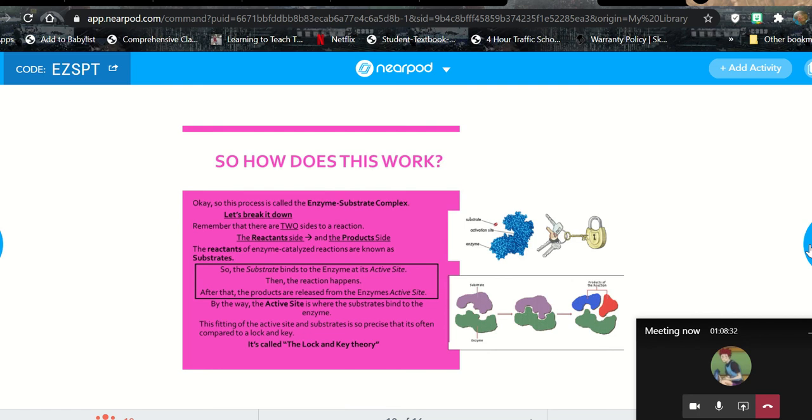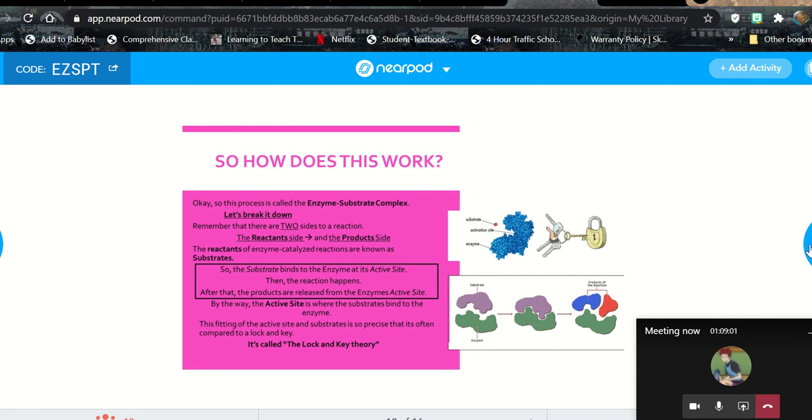All right, so how does this work? So let's talk about how the enzymes actually cut this activation energy in half. So how does it happen in our bodies? This process is called an enzyme substrate complex. That's what happens in our bodies in order to cut that activation energy in half so these chemical reactions can happen faster. So I'm going to break it down for you what an enzyme substrate complex is.